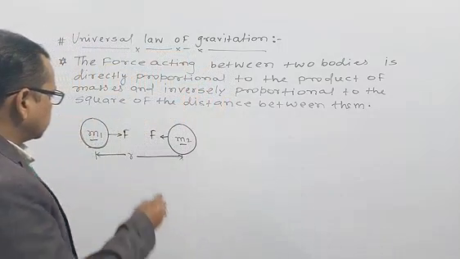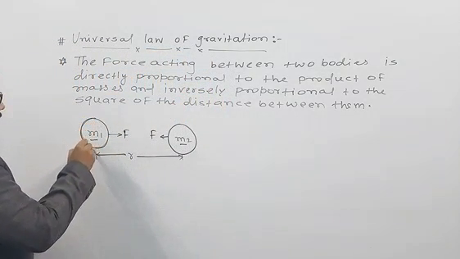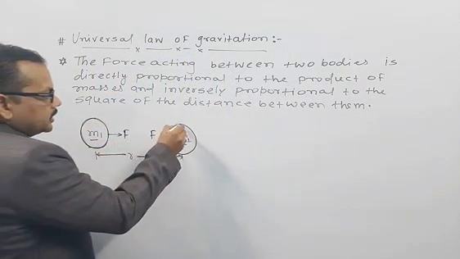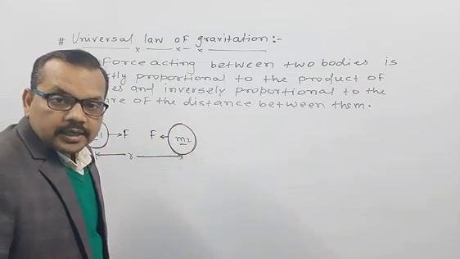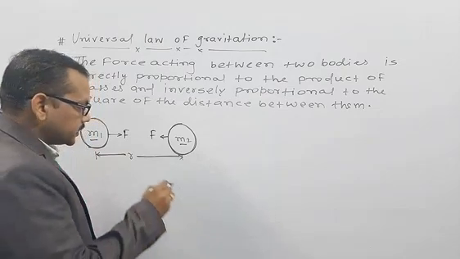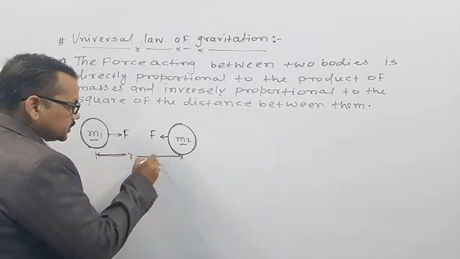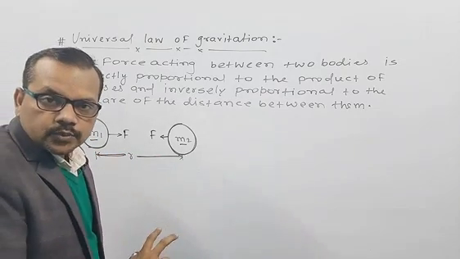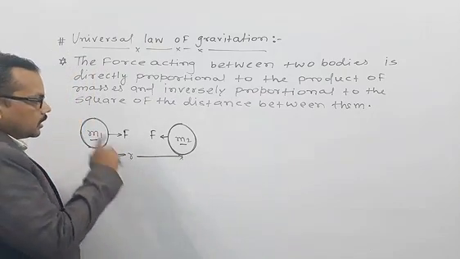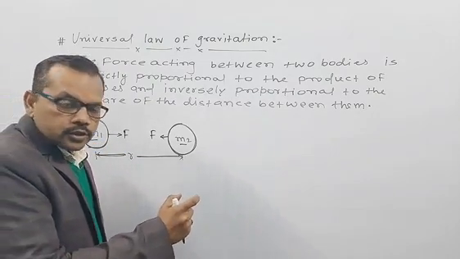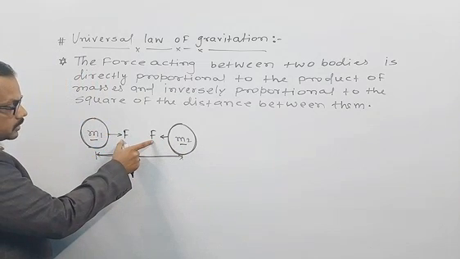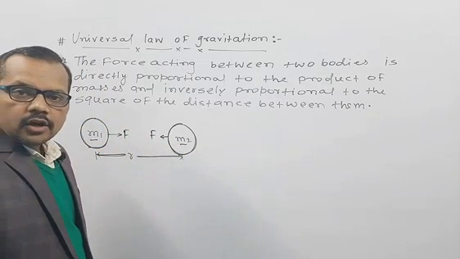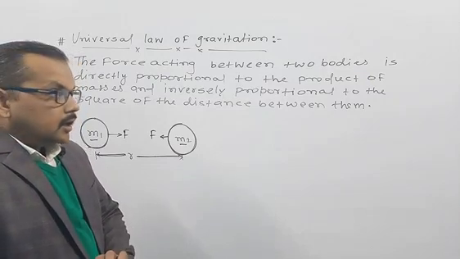Let me assume a body of mass m1 and another body of mass m2. Both of the masses are separated by a distance r. It means the distance between these two bodies is r. Now there will be a force between the two bodies m1 and m2. That force will be F, and that is always attractive in nature.